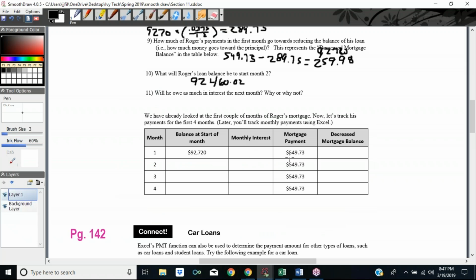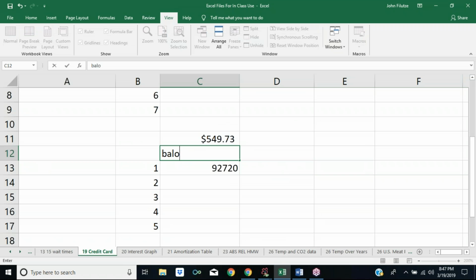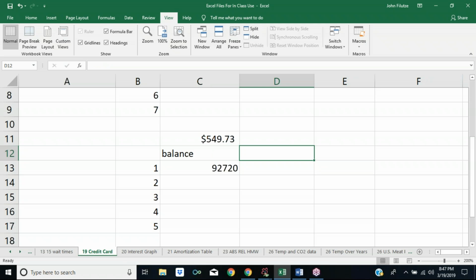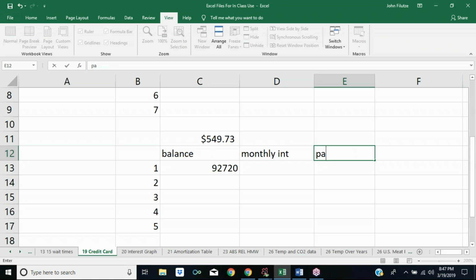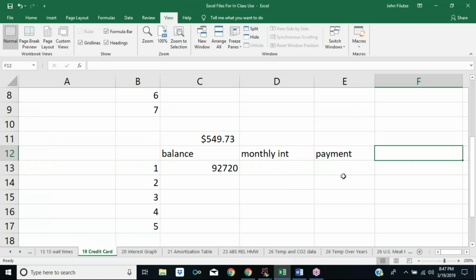It wants the monthly interest, the mortgage payment. So this is balance, monthly interest, payment, and probably new balance, right? The decreased mortgage balance. Oh, the decrease. Okay.